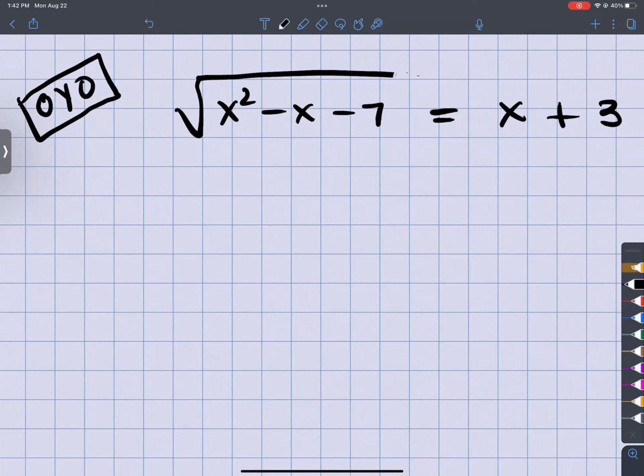Well, 16 squared is what? 256 over 25. You can plug that in and calculate. See that?